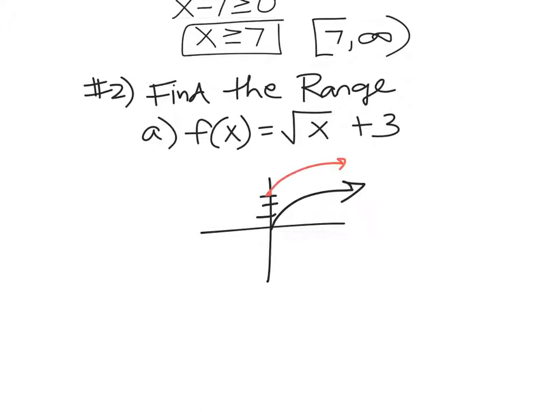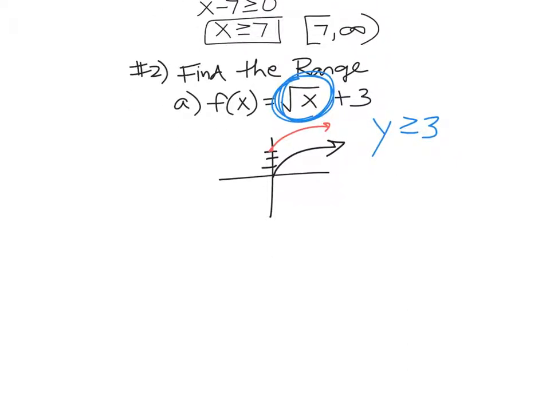So then the range of this starts at 3. You would say y is greater than or equal to 3. It goes above it. You can kind of look at it too. What's the smallest that the square root of x is going to be? 0. And then if you add 3 to it, the smallest y can be is 3. Everything else is above it. All right, let's do another one.